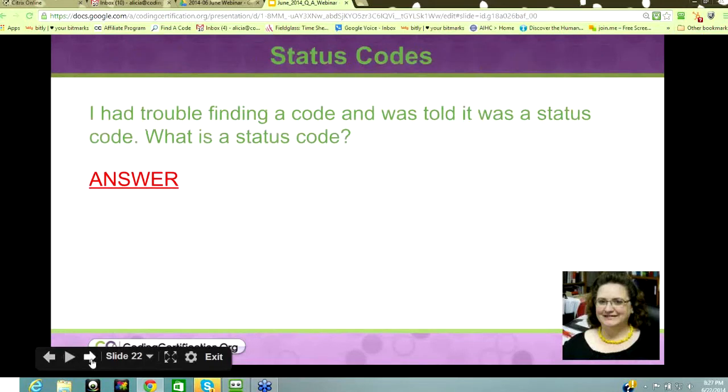Then we have status codes. Also a question came in. I had trouble finding a code and was told that it was a status code. What's a status code? Now, you guys, I really like status codes because, of course, that's ICD-9 stuff, that diagnosis that I love so well. You're going to find these in your ICD-9 manuals.